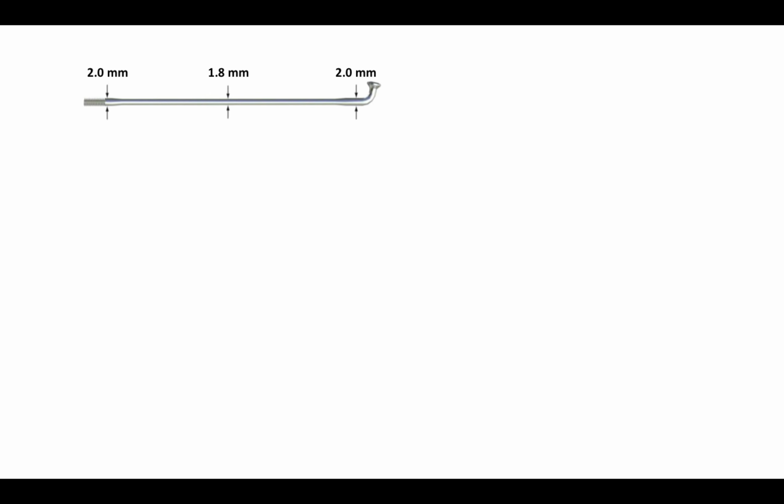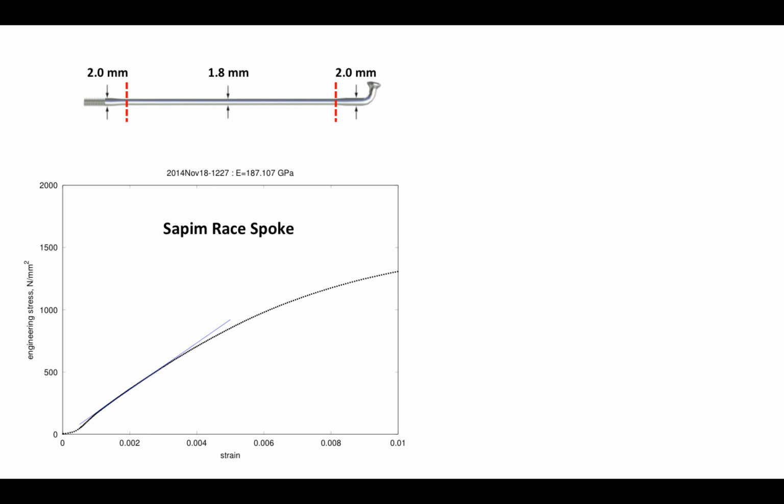This is a picture of a Supreme race spoke. You can see that it is 2 millimeters in diameter at the ends and narrows down to 1.8 millimeters in the midsection. I took a bunch of these and cut off the ends and used a constant diameter 1.8 millimeter part to do some load testing and tensile strength testing at the engineering lab at Duke University.